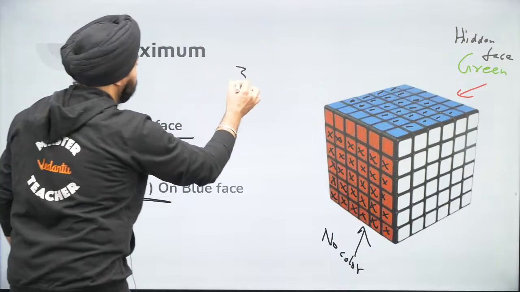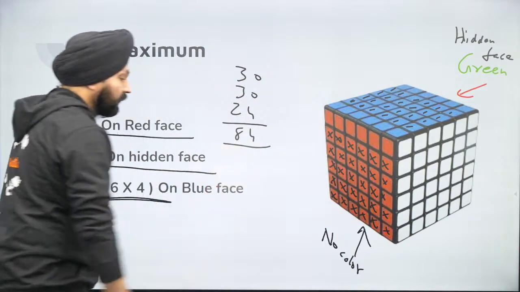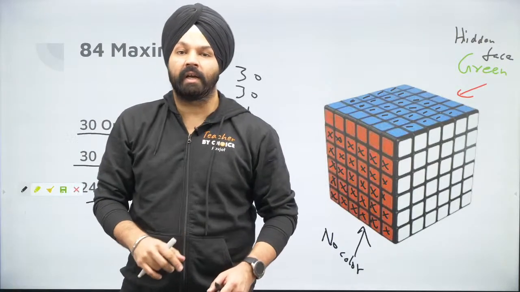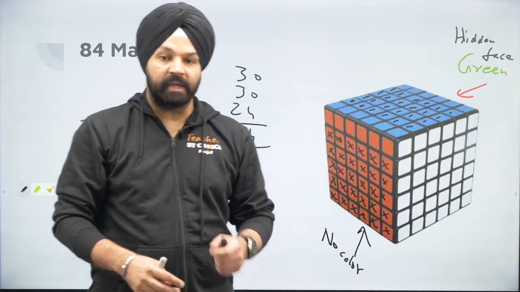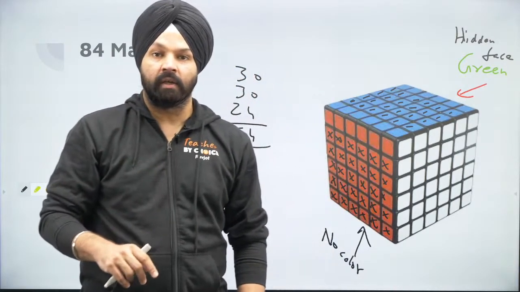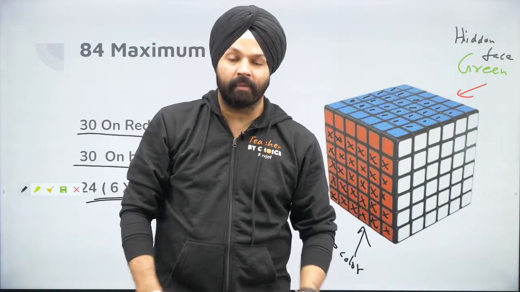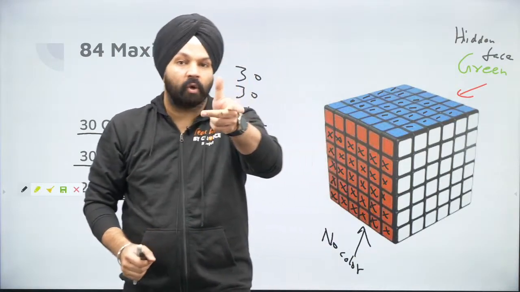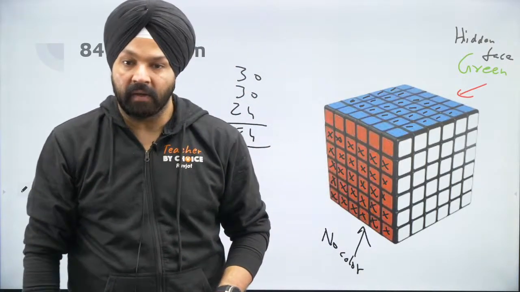So what is the total now? That is 30, 30 and 24. So what is that? 84. So when you are painting a cube with 3 colors and you want to maximize the pieces which have got only one face painted, then please go in line. And when you are looking for minimum faces, go for mutually perpendicular faces. I hope this is clear, right?